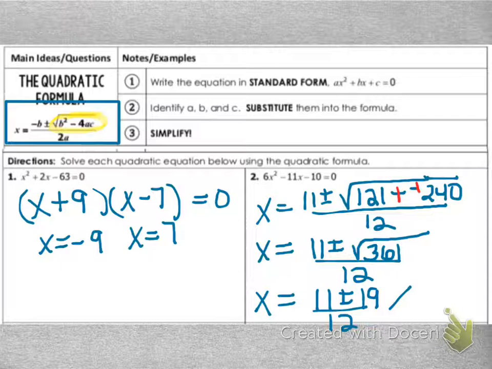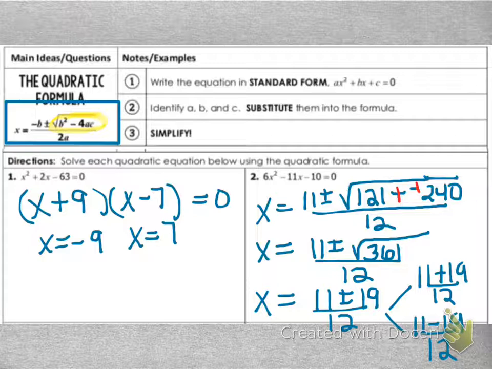And that means there's 11 plus 19 divided by 12, and 11 minus 19 divided by 12. And to simplify those, let's see, 11 plus 19 is 20. 20 twelfths would reduce down to, they both have a common factor of, let's see, 4 goes into both, so that would be 5/3.